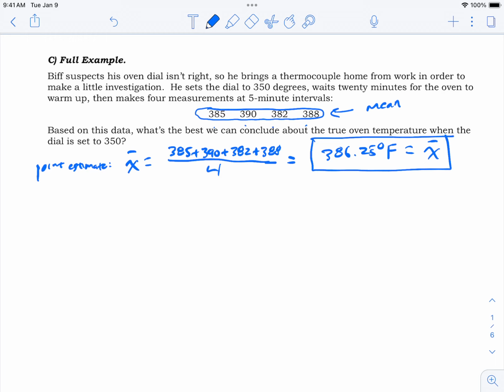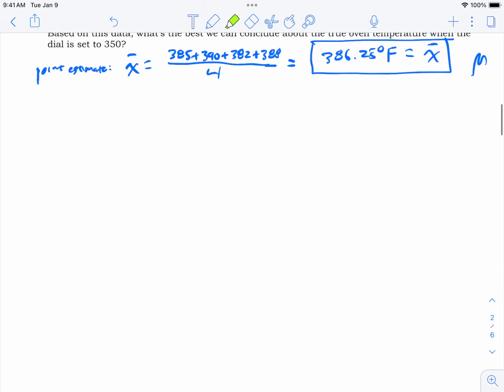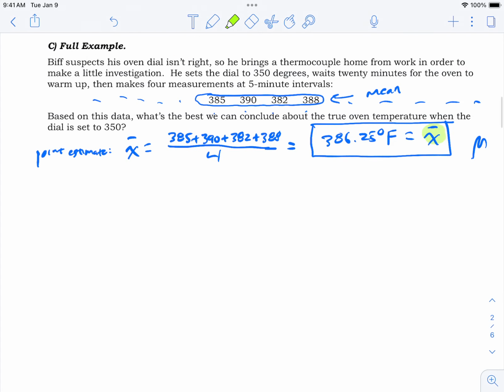That is not the true mean. In other words, if we kept measuring these temperatures for a long time and got a mean, that's what mu would stand for. But we're not measuring the temperatures for a long time and getting the mean. We just measured 4 of them and got the mean. So it's definitely just a little sample, and that's why we use an x-bar instead of a mu. So we expect it somewhere around 386.25. What we're really interested in is how far off is that? What is the margin of error?